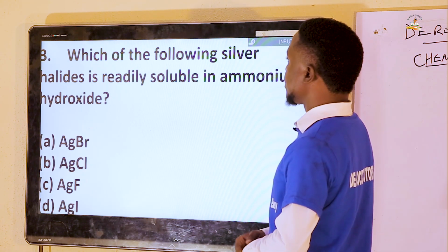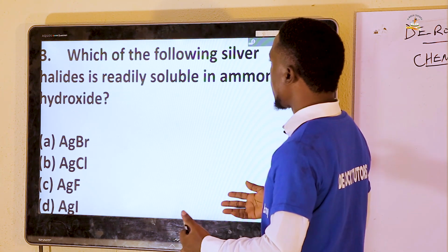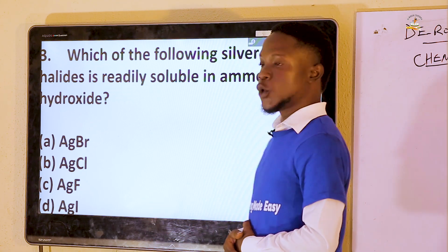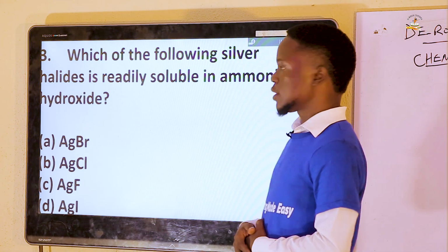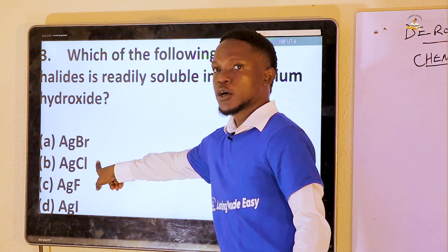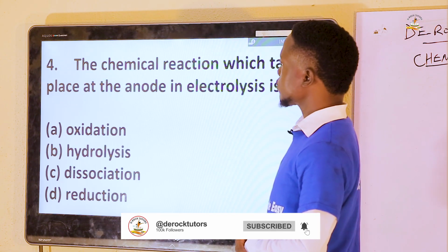Which of the following silver halides is readily soluble in ammonium hydroxide? The one that is readily soluble out of all this is silver chloride. Silver chloride, option B. Next.